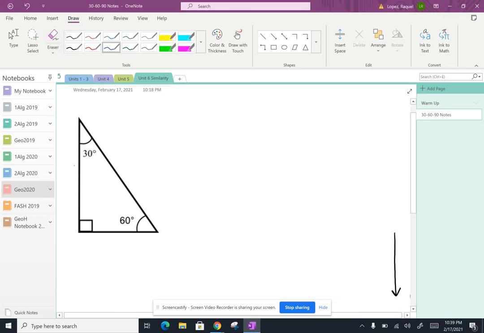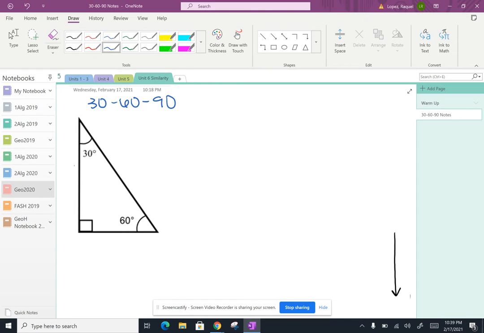But sometimes we will look at right triangles and they'll have certain angles. The first special right triangle we're going to be looking at is a 30, 60, 90 right triangle. Now, when we've got a special right triangle like a 30, 60, 90, we are able to find each of the side lengths using some shortcuts.